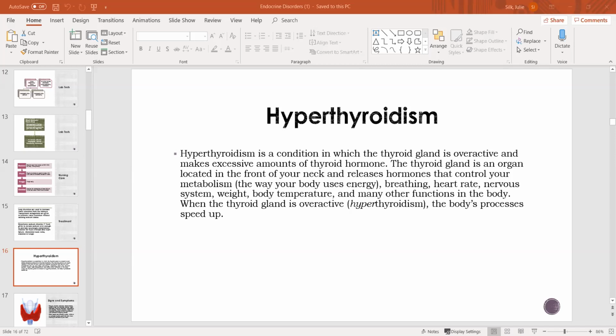So with hyper, which is what we're going to talk about first, our body's making too much T3 and T4, and this causes our metabolism to speed up. So we're essentially in a hypermetabolic state.